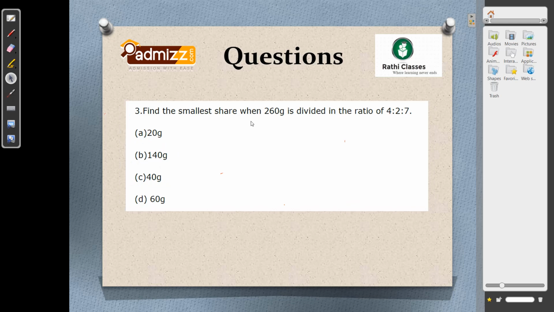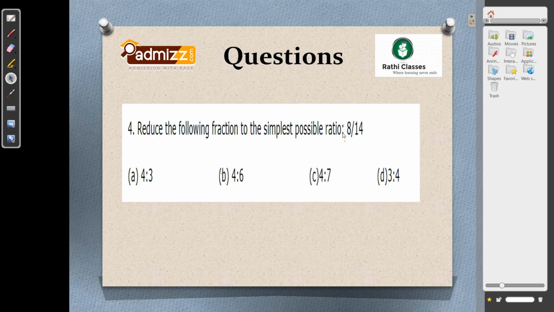Find the smallest share where 260 grams is divided into a ratio. As you can see over here, the smallest share should be a multiple of 2, as in the options all are multiple of 2. Now we need to solve that. 6 plus 7 is 13. 260 is divisible by 13. So 260 by 13 is nothing but 20. 2 twenties are 40. So the answer would be C. Moving on to the next problem. Reduce the following fraction to the smallest possible ratio. As you can see, both are multiples of 2.